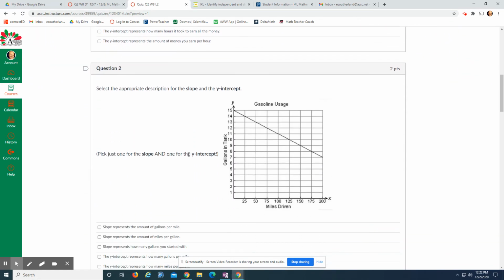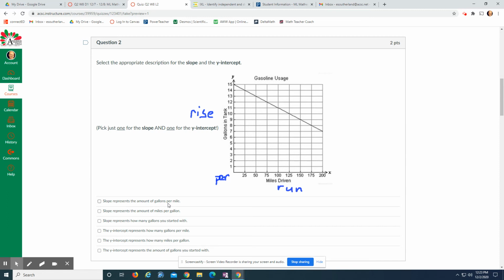Going on to the next problem, it's going to be the same thing. So again, slope means rise over run. Remember the y represents the rise. The slash mark is going to be the per. And then this is going to be the run. So what I'm looking for is gallons in tank per miles driven. And I find that. So it says represents the amount of gallons per mile. Gallons per mile. Right there it is.